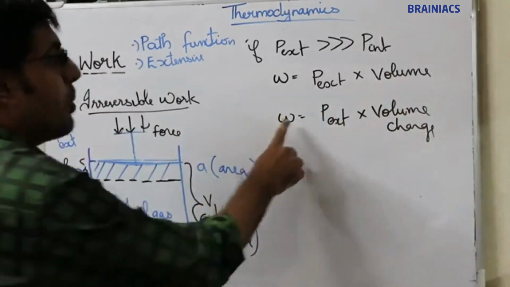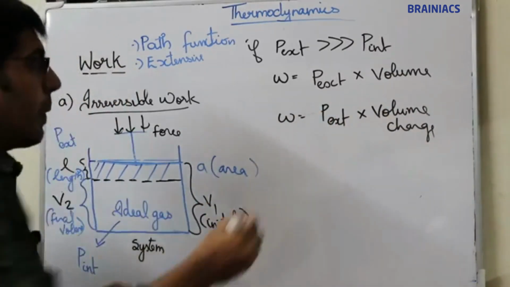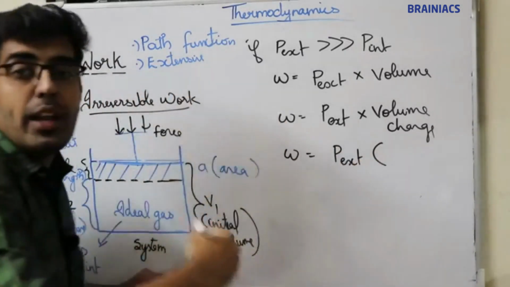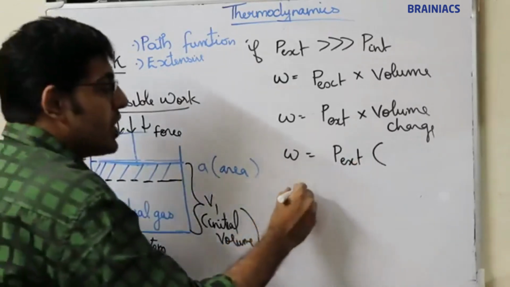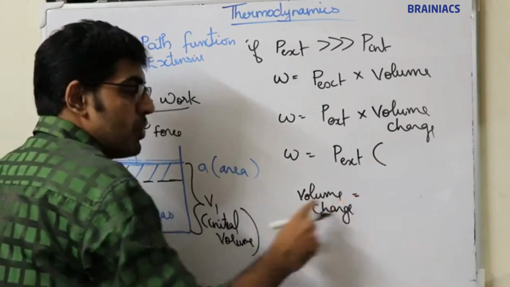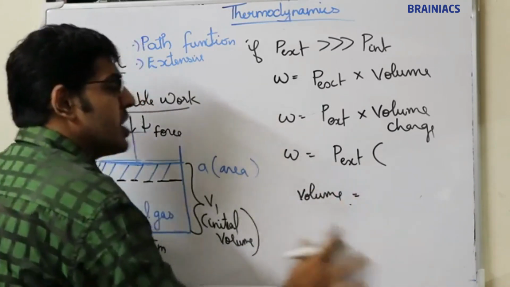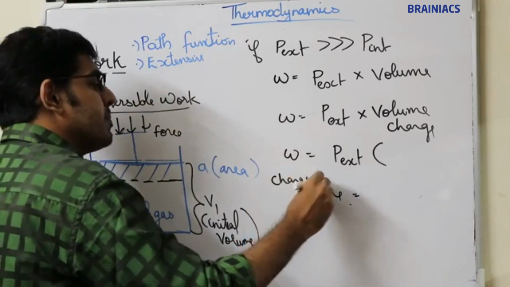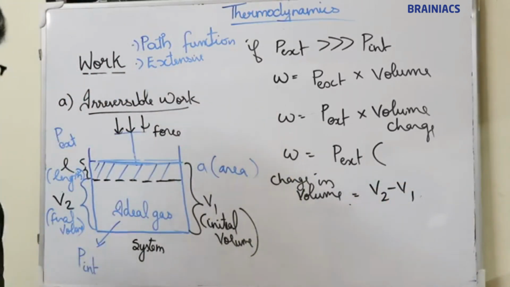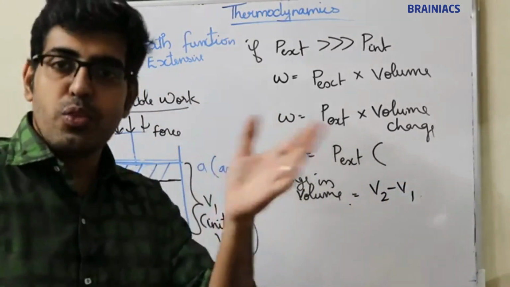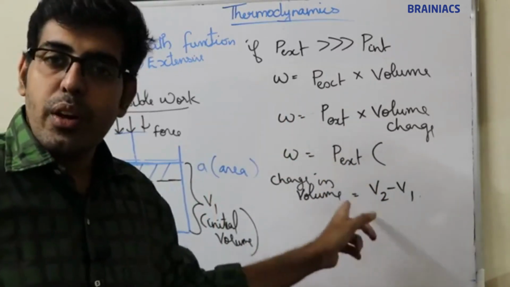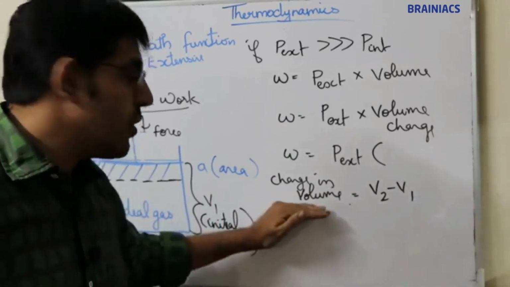So W is equal to P external into volume change. What is volume change? It is the change in volume, final volume minus initial volume. Change in volume is V2 minus V1. Always change is calculated by subtracting initial from final. Final minus initial is change.